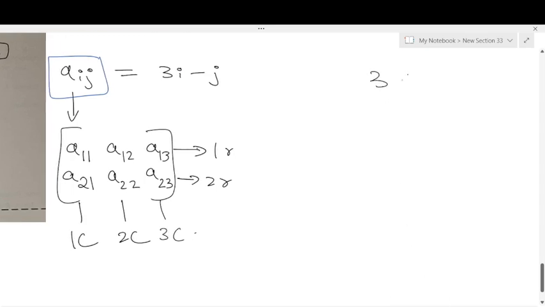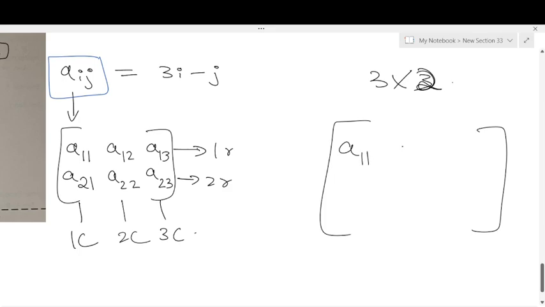Now can you write a 3 into 3 matrix? All of you unmute and answer, students. Or a 3 into 2 matrix. Let us write 3 into 2. How many rows should I have? Tell me, three rows. What's the first value? A. How many columns should I have? A11 and A12. That's it. Two columns.